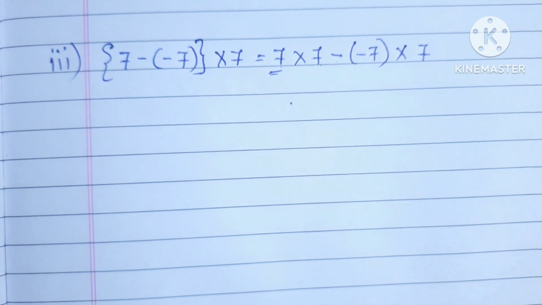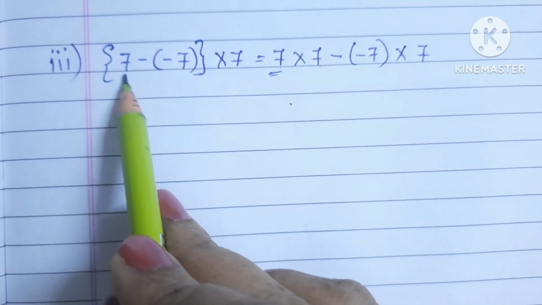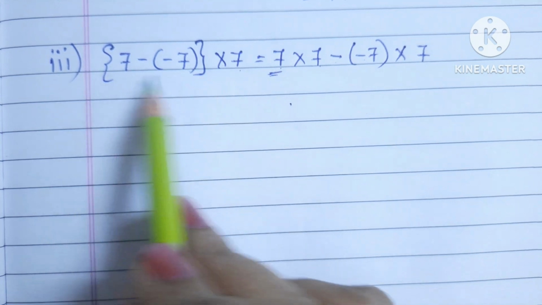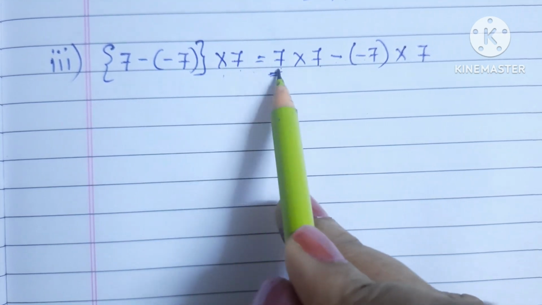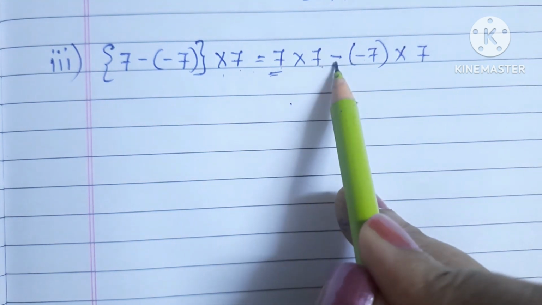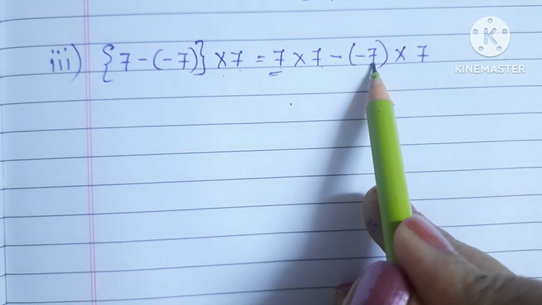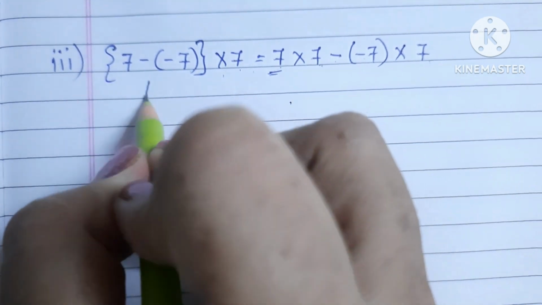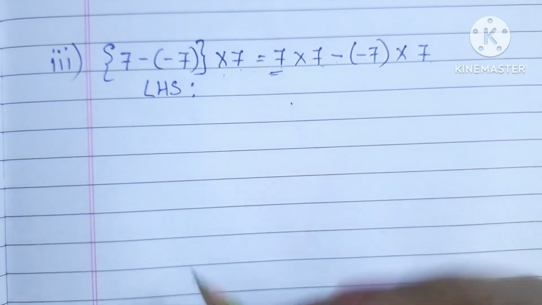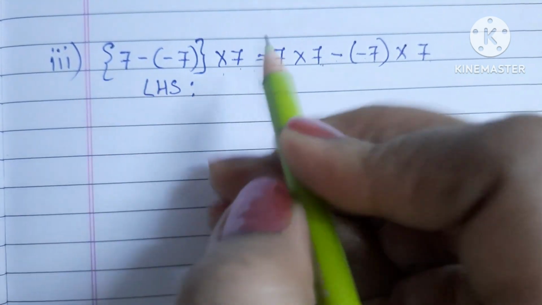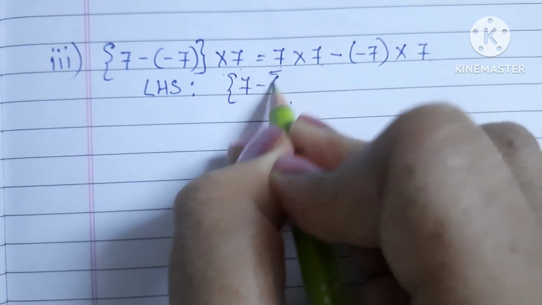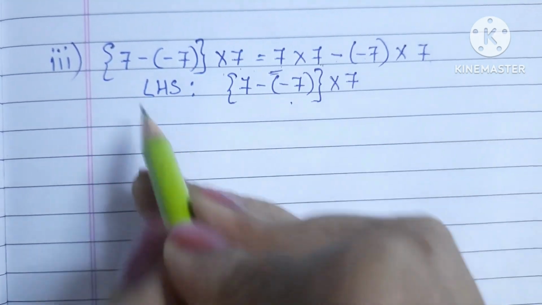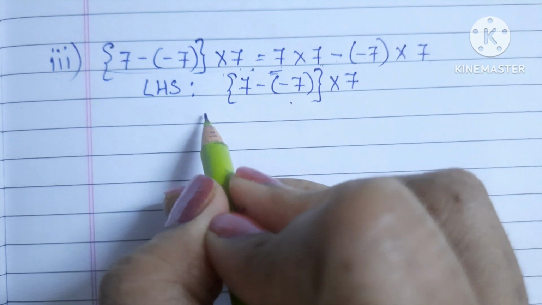So let us see the third question. 7 minus the bracket 7 multiplied by 7, this is the left hand side, is equal to 7 multiplied by 7 minus the bracket 7 minus 7 into 7. So let us again see the left hand side. Left hand side is 7 minus 7 multiplied by 7.